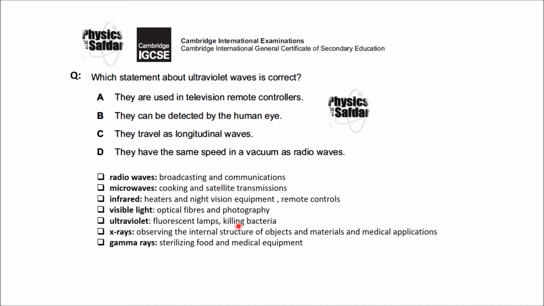Check the options what we have. Number 1, they are used in television and remote control. In the remote control we use infrared, so it cannot be our answer. Second point, they can be detected by the human eye. They cannot be detected by the human eye. It cannot be our answer. They are longitudinal waves. I told you in the beginning all electromagnetic waves are transverse in nature. It cannot be our answer. Check the last one what we have. They have the same speed in vacuum as radio waves. Yes, that is true. That's why option D is the right answer here.